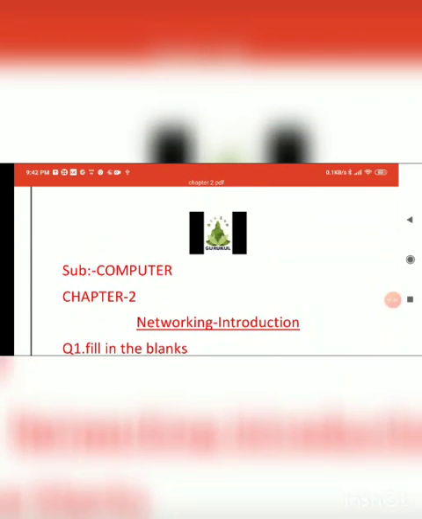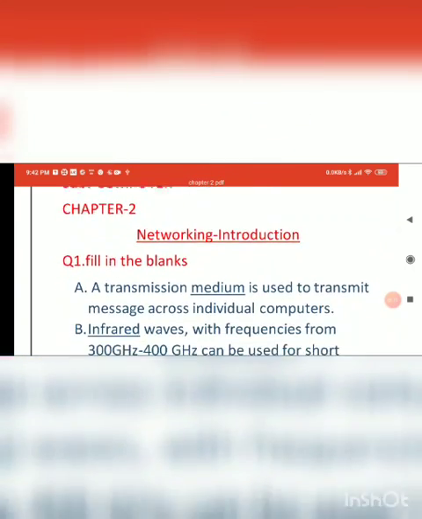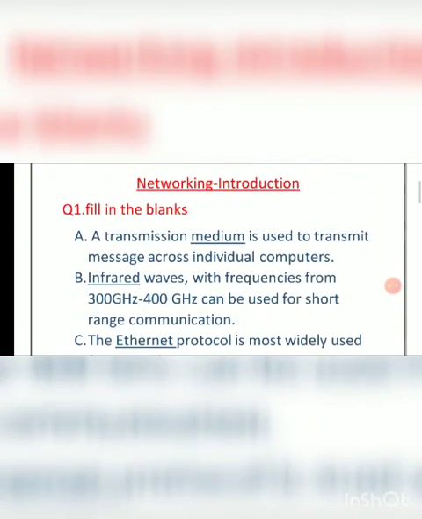Kids, lesson number 2, networking introduction. First one, fill in the blanks. First question: A transmission dash is used to transmit messages across individual computers, and the answer will be medium. So what do you mean by transmission medium? Transmission medium may be in a wired or wireless mode, used to communicate between the computer systems or the devices attached in a network system.